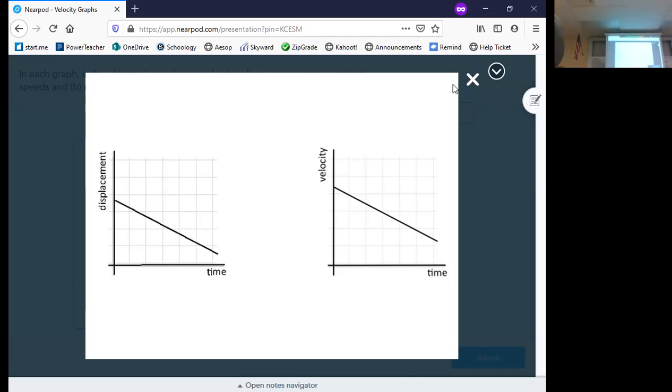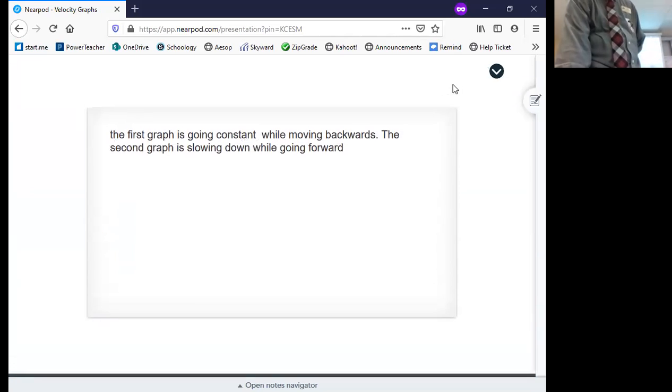I don't think they're both going forward. First graph. So let me see here. I think this one's right. Let me read it more closely.